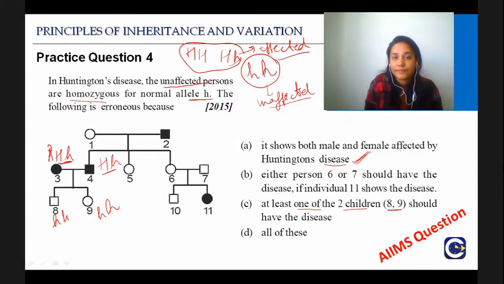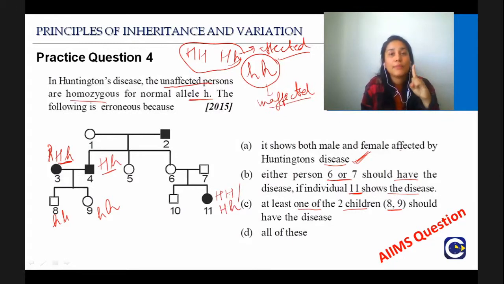Now, either person 6 or 7 should have the disease if individual 11 shows the disease. So, if individual 11 is showing the disease, it should be either capital H, capital H, or capital H, small h. It should definitely have one capital H allele, which means either parent 6 or parent 7 should have one capital H allele. And that is not the case here. That is why this pedigree is erroneous. That is what is the problem here.